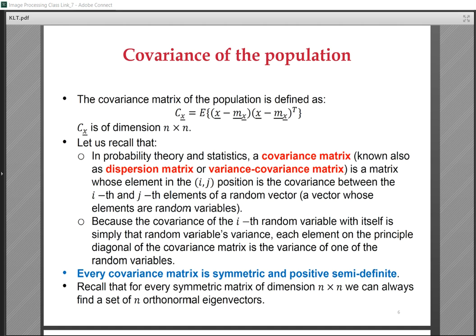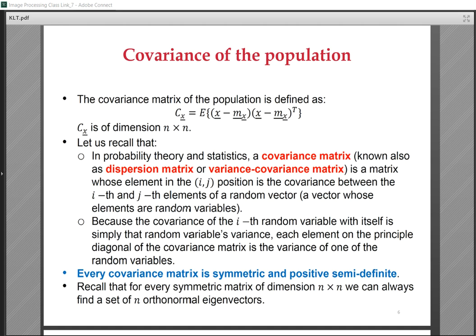The covariance matrix for this population is defined as Cx, the expected value or mean of (X minus mx) times (X minus mx) transpose. T means transpose. Okay, this is the definition of the covariance matrix. Cx is of dimension n by n if all of them were n by n.